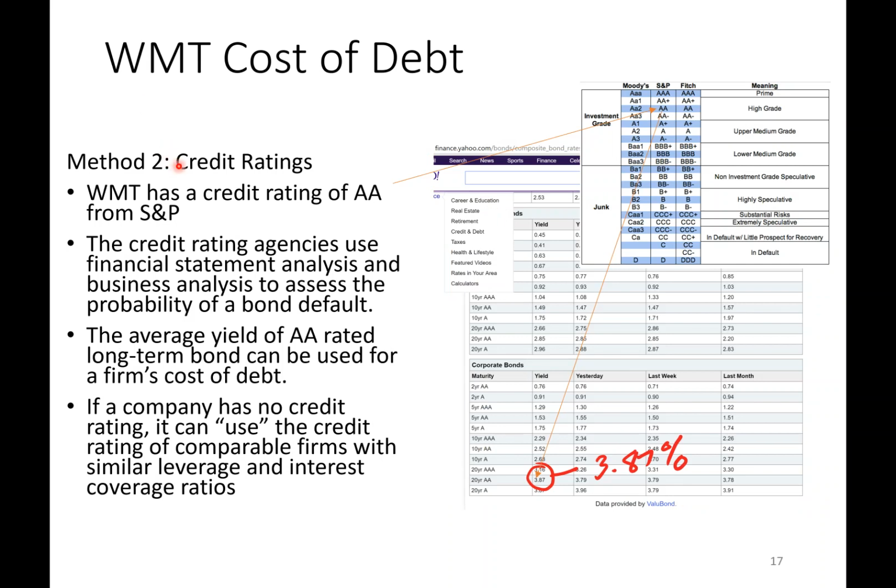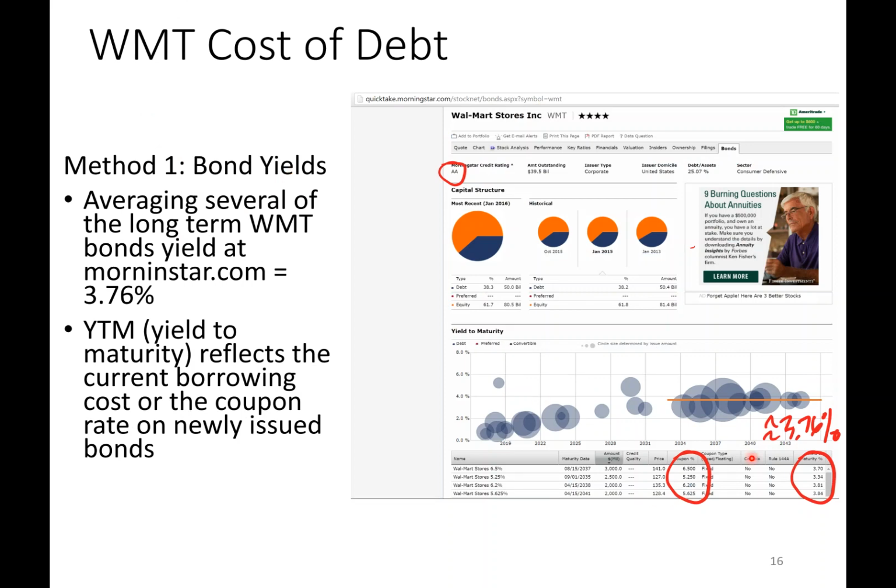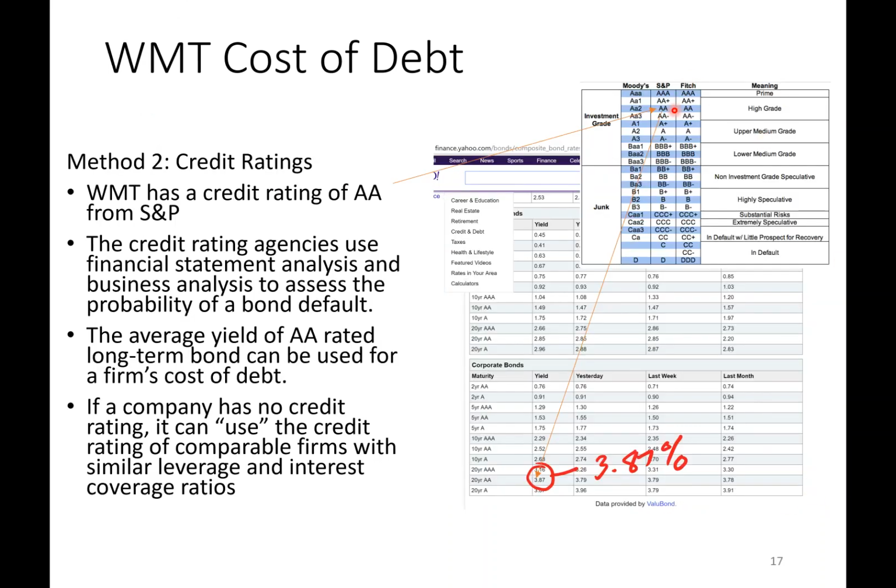So the second method is just to use that rating. It's kind of like using an industry beta versus using a stock beta. Well, this is telling me what the actual yield on their bonds is. This is telling me that if Walmart is a AA rated firm, the average yield on long-term bonds for a AA rated firm is 3.87.